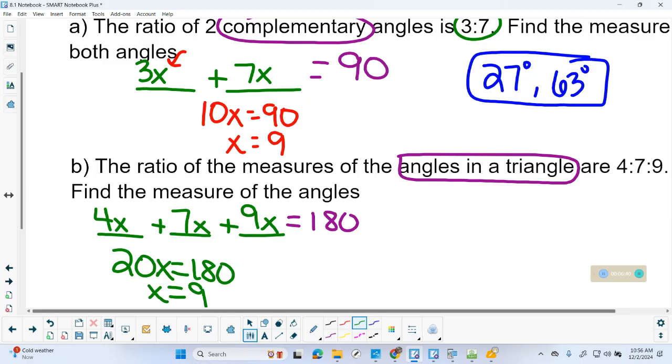Okay, final answer. I need all three angles, so put your 9 in for it. What's 4 times 9? 36, my first angle. What's 7 times 9? 63. And last but not least, 9 times 9. 81. Got it.